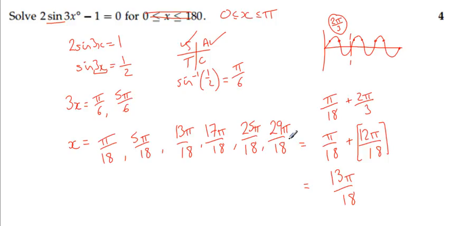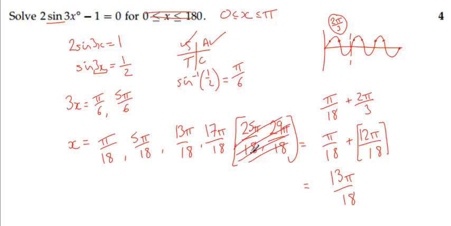Okay, you could add on again, 25 pi over 18, add another 12 pi over 18 is going to get you up to 37 pi over 18, which is above a single pi. In fact, as are these two. These two are above a single pi as well, so they're not going to be part of your solution.